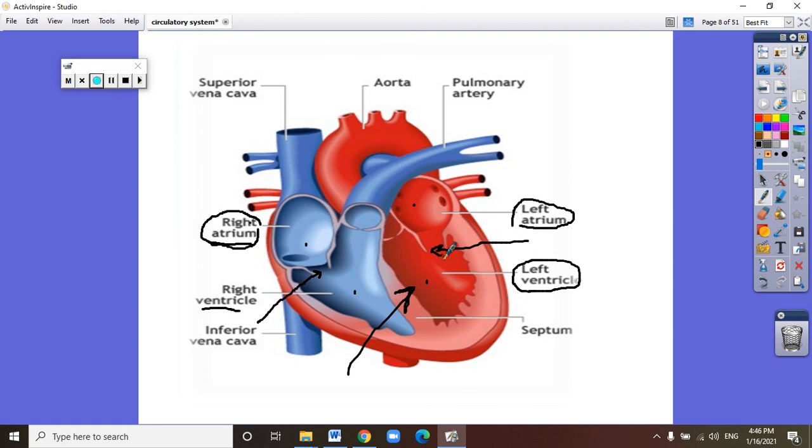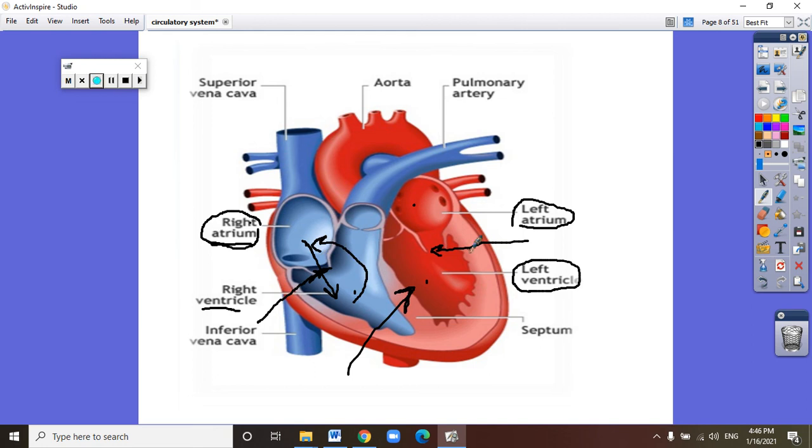What is the meaning of a valve? A valve is like a door. It opens when the blood is moving from the atrium to the ventricle. When all of the blood has moved from the right atrium to the right ventricle, it closes. Why does it close? To prevent the blood from returning back from the ventricle to the atrium.